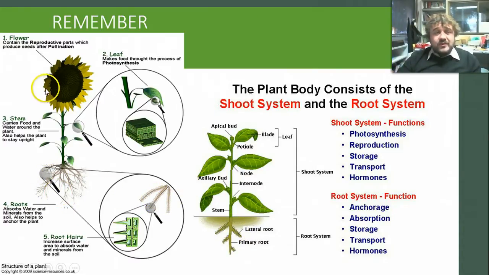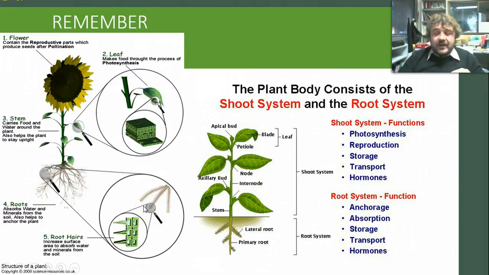Well, we'll start with the flower. That's essentially the sex organs of the plants, the reproductive parts. You then have the leaves, which is where the food is made and breathing out happens. You have here the stem, which carries food down and around, and water up the plant. So water goes up, food goes down. And you've got the roots. This is where water is absorbed, as well as minerals, and it anchors the plants down. And you've got these little root hairs, which increase the surface area, which we've talked about in the past.